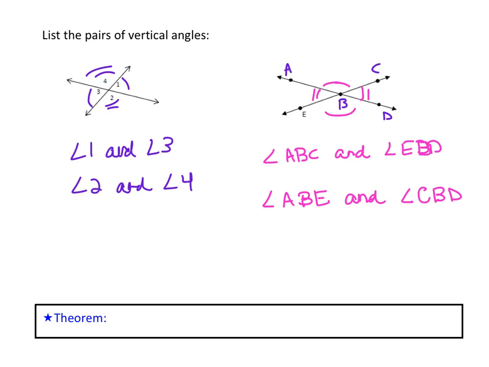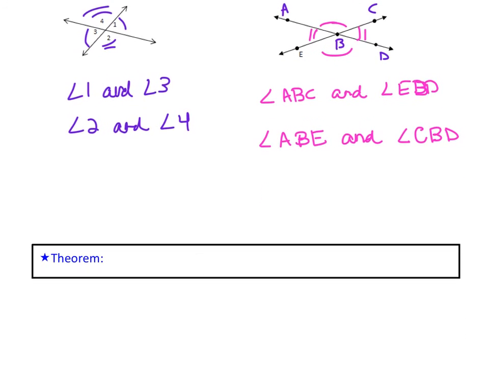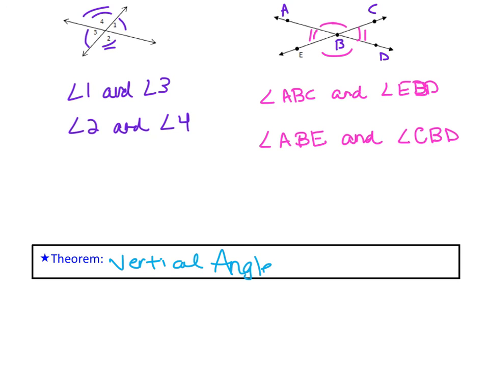And we have this nice little theorem that comes from having vertical angles, and the theorem is that vertical angles are congruent. So this will be very helpful for us. If we have vertical angles, we know that we're going to have a pair of congruent angles every single time.